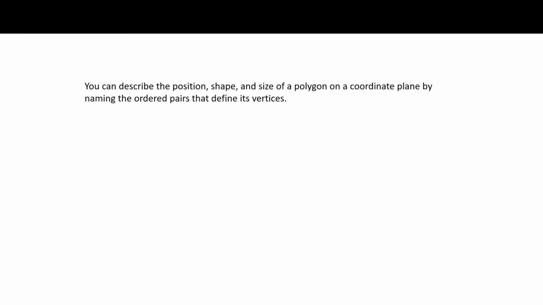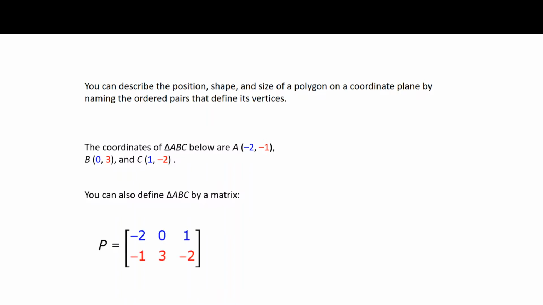You can describe the position, shape, and size of a polygon on a coordinate plane by naming the ordered pairs that define its vertices. All right, the coordinates of A, B, C are: A is (-2, 1), B is (0, 3), and C is (1, -2). So you can also define triangle ABC by a matrix. Let's look at how they rewrote this.